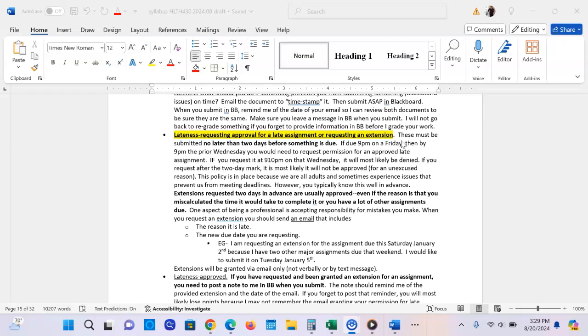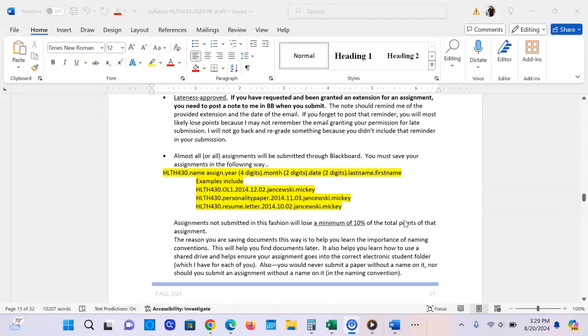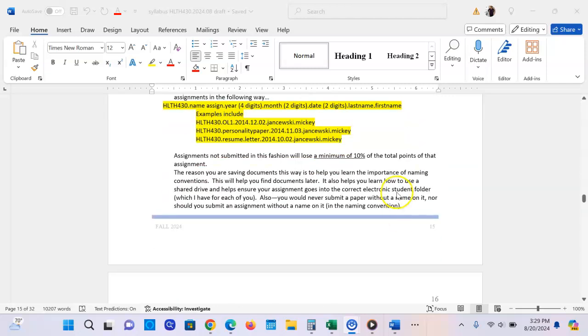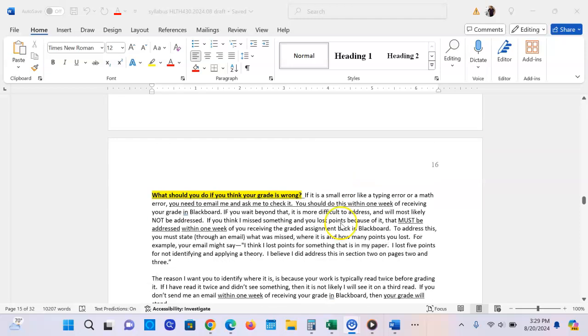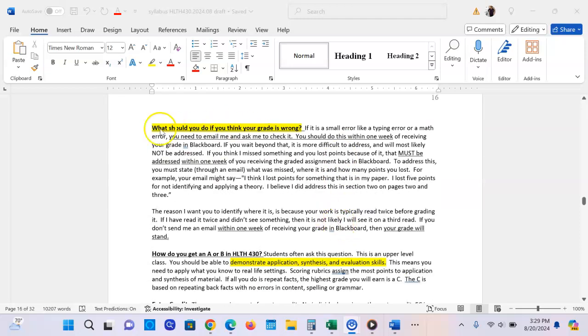If you're falling behind in an assignment 2 days prior to that assignment, you should know it's not going to be done. If you ask for an extension after that 2-day notice, it's most likely going to be denied. At the end of the semester, almost everything is denied because we have to get things graded. Okay, talks about how to save items, why you save it that way.